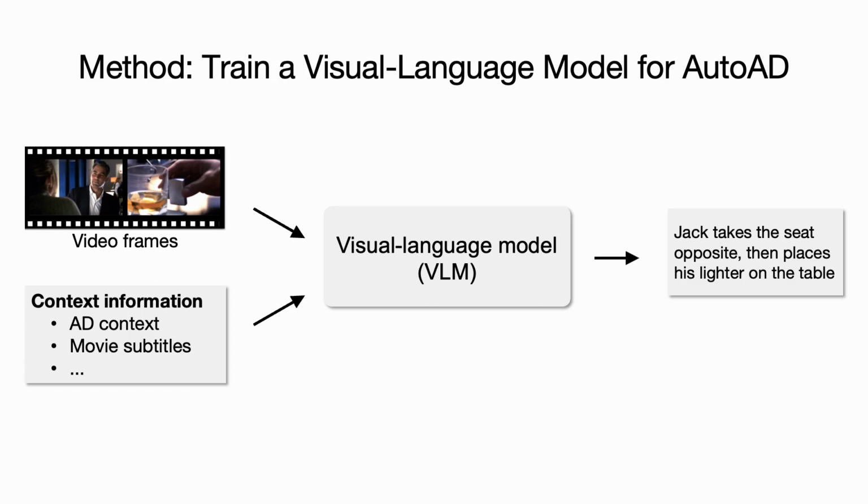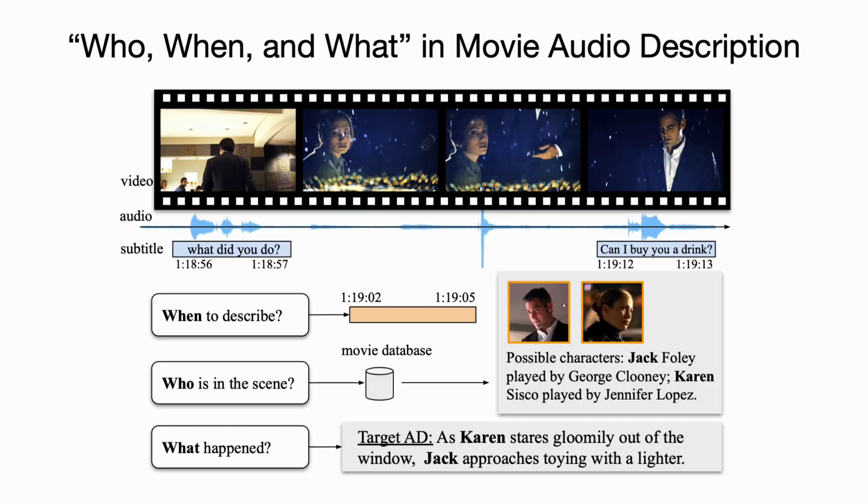Our method is essentially to train a visual language model, or VLM, that ingests video frames of the movie clip and necessary context information, then generates the corresponding AD for this movie clip. In this paper, we work on three important aspects: who, when, and what in movie audio description.